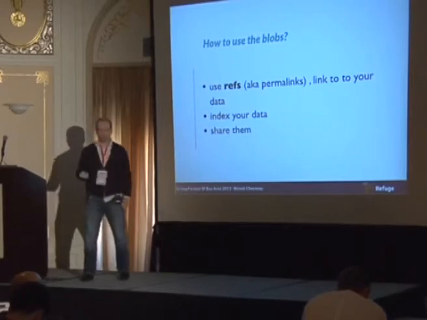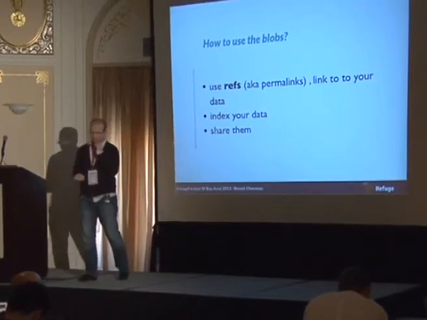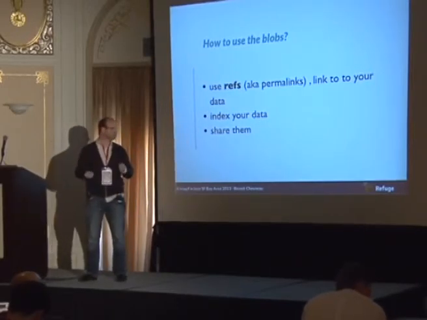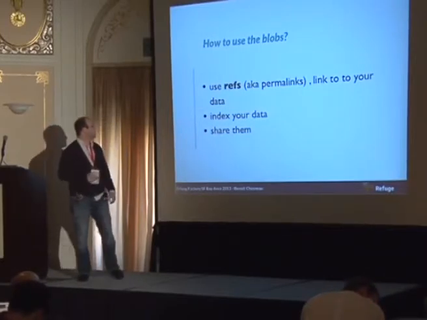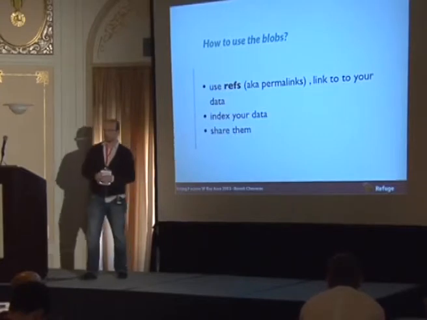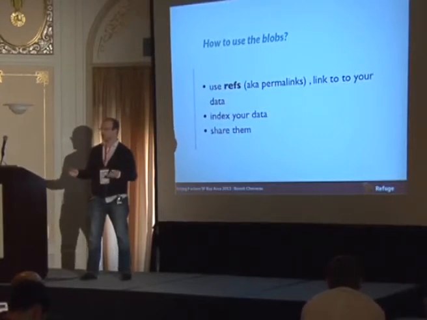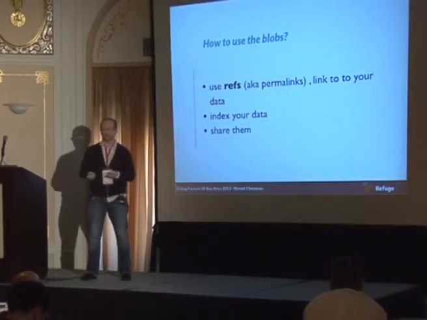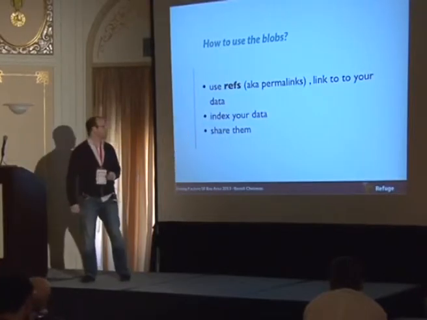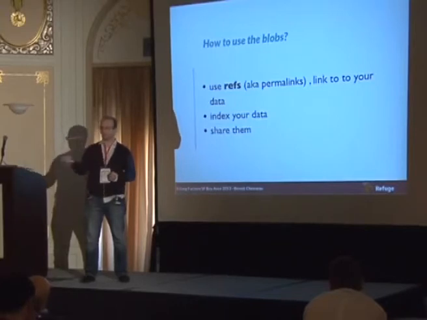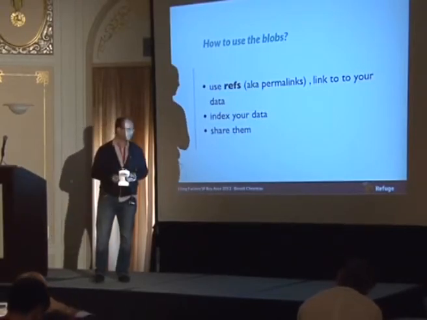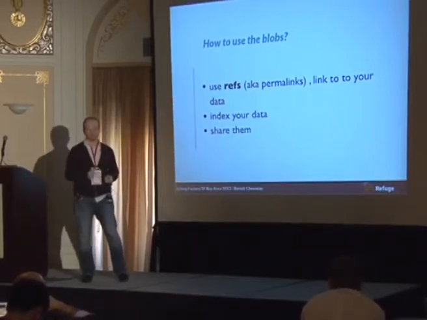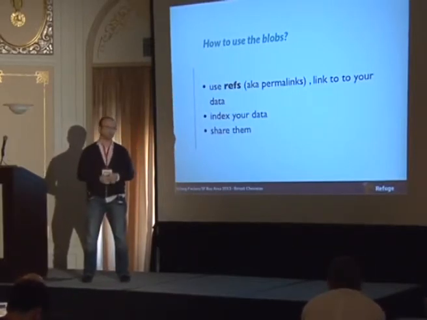But we have some tricks in Refuge that allow you to use the blobs. First, we have ref permalinks. Just like in Git, where you have branches, the head, and tags, you can create references in Refuge, and this reference can be updated. You generally update it and link it to a blob ID. This can be changed, so it can be really interesting.